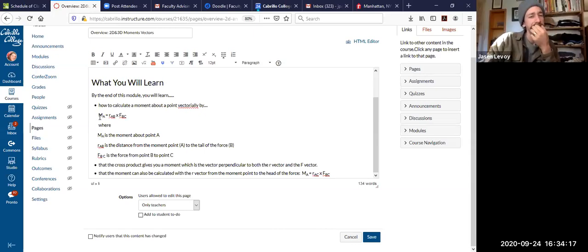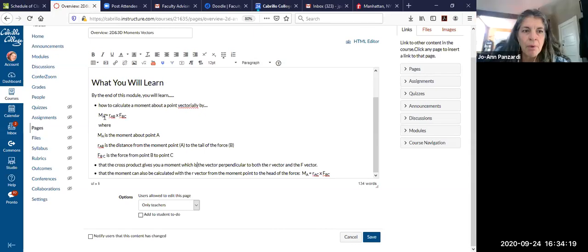So when I'm trying to find a moment about a point, notice I put the subscript of the point I'm trying to find the moment about. So the moment about A is equal to, then I'm jumping to the F. The force vector is from the tail to the head, which we're comfortable with already. So if I'm trying to find the moment about point A, due to the force BC, my R vector goes from the point I'm finding the moment about to the tail of the force.